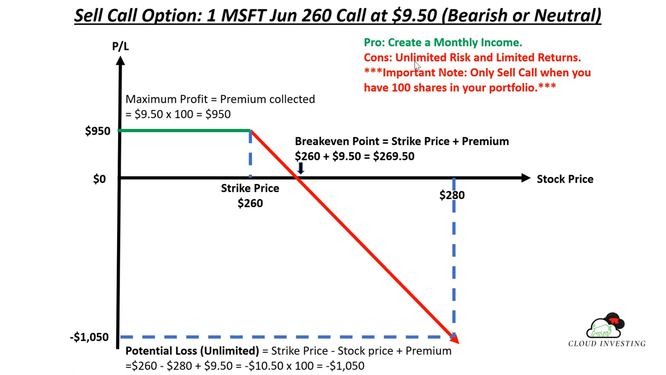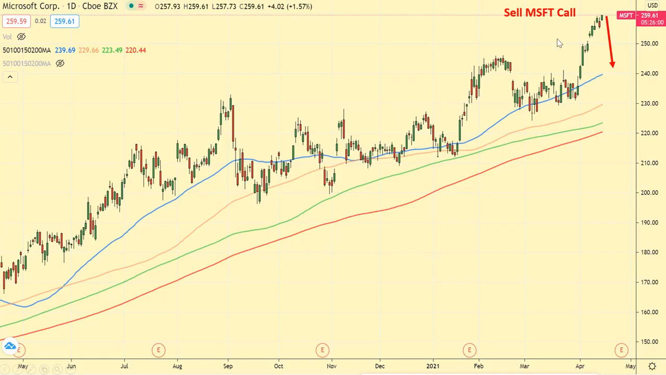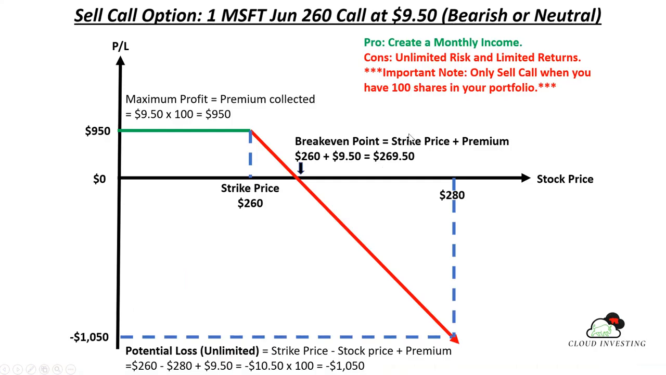That's why I say that you have to add in a little bit of technical analysis. Only sell the covered call when the price is far away from the moving averages. By doing this, you can actually create a monthly income. And one very important thing is you only sell the covered call when you have 100 shares in your portfolio. Do not sell the covered call if you do not have 100 shares in your portfolio, because then you will be selling naked.